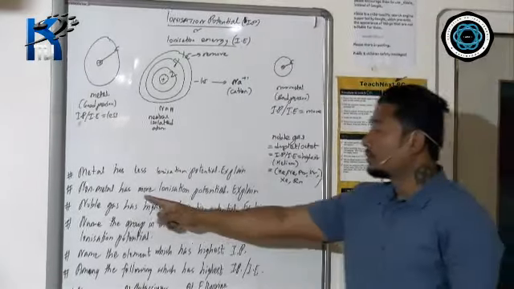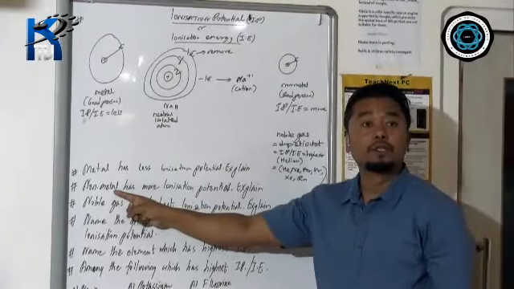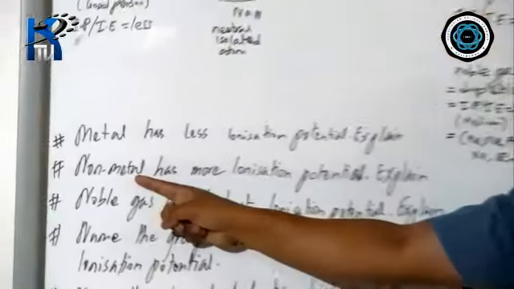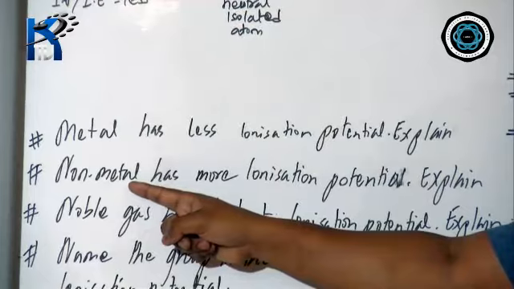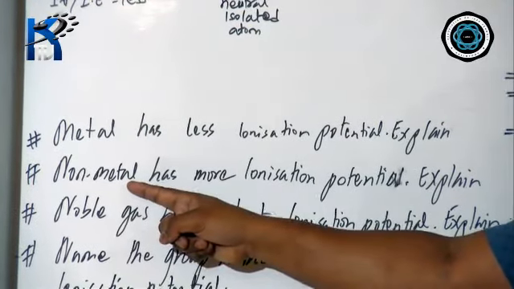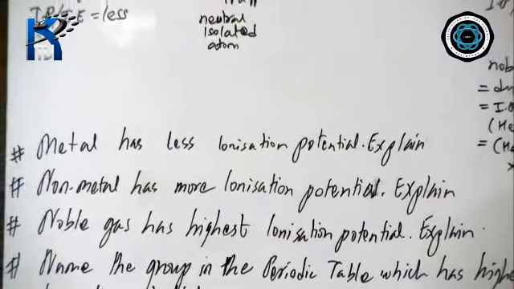So to remember, non-metals have smaller atomic size, due to which the force of attraction between the nucleus and the outermost electron will be more. As a result, more energy will be required to remove an electron from it. Hence, it will have more IP or ionization potential.